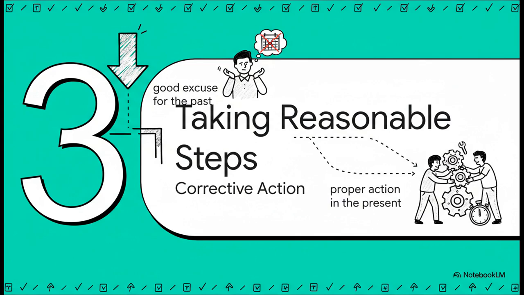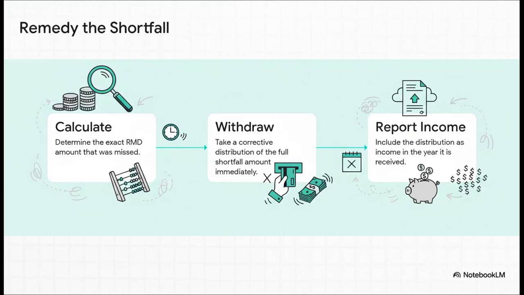But there's a second part to this test that's just as crucial. You have to demonstrate to the IRS that you are taking immediate, concrete steps to fix the problem now. A great excuse for what happened yesterday is totally useless if you don't take the right action today. The remedy itself is pretty straightforward, but you have to be quick and precise.